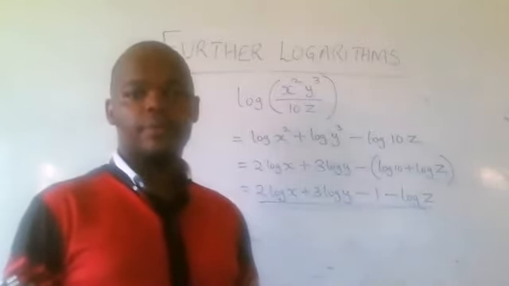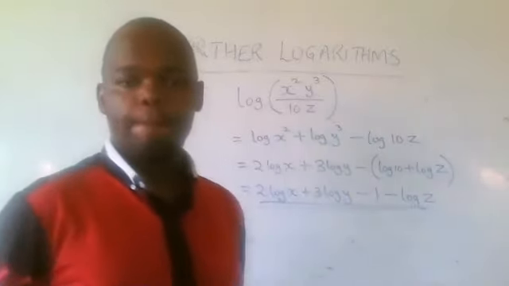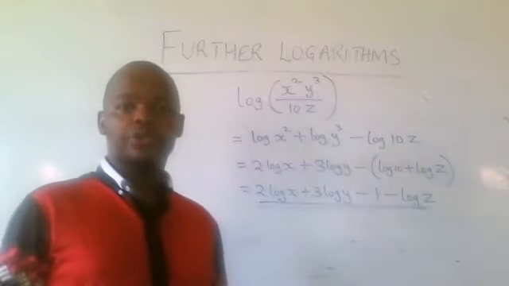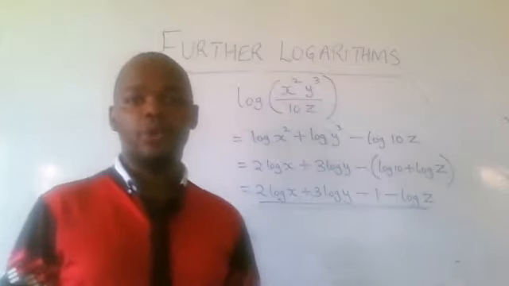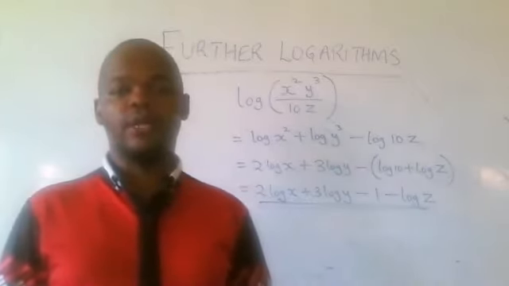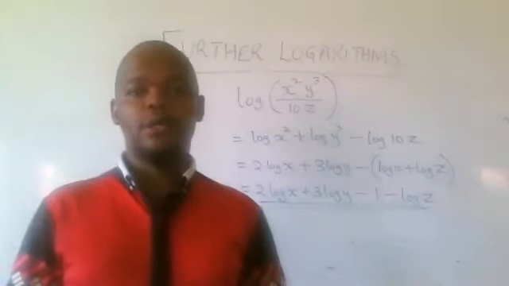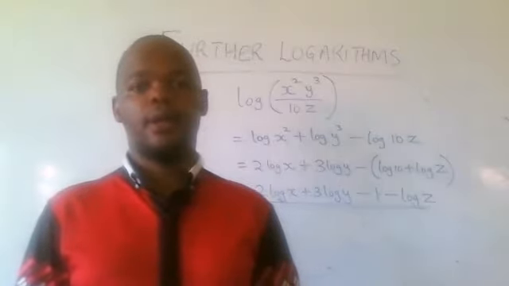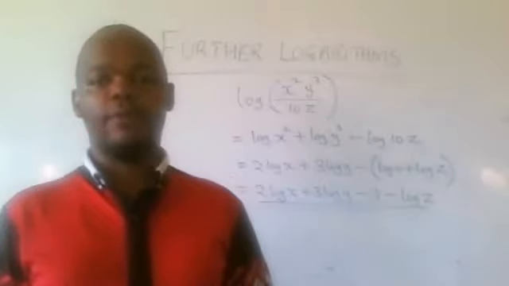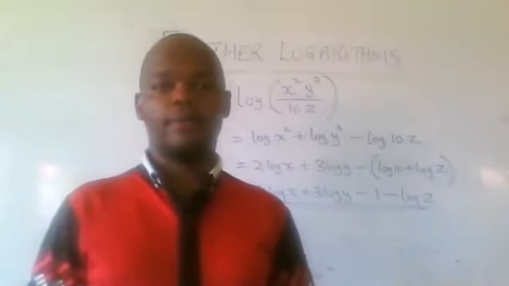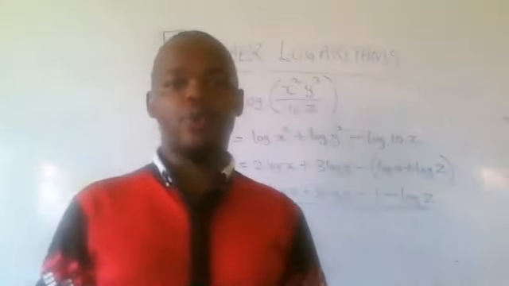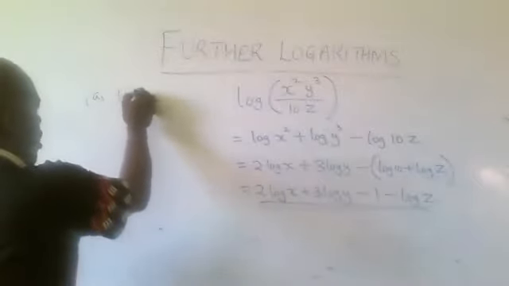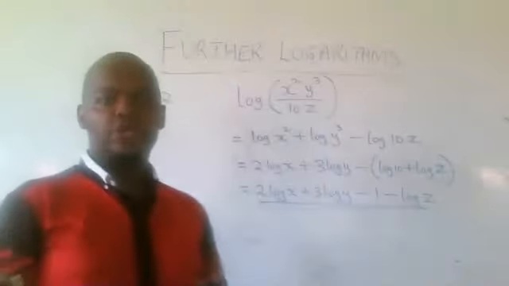Example 3. Given that log 2 is equal to 0.3010, and log 3 is equal to 0.4771, find without using tables or calculator the value of part A, log 72.